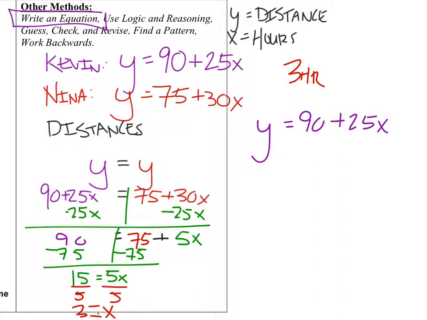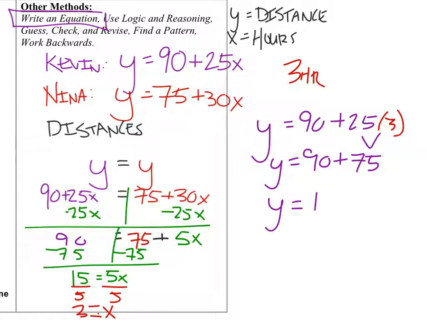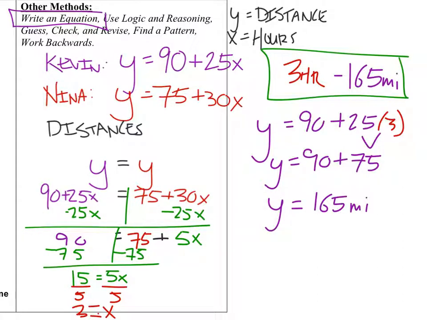I'm going to replace Kevin's time in hours with the time that we found, which was 3. And I'm just going to solve for y, which is the distance. So 25 times 3 is 75. So the distance, y, is 90 plus 75, which is 165. So in 3 hours, it's 165 miles. Of course, it would be the same for Nina, but this is the answer that we're really looking for.